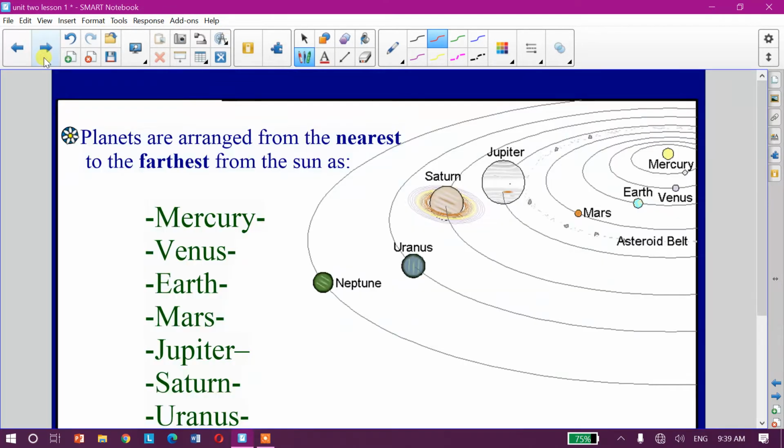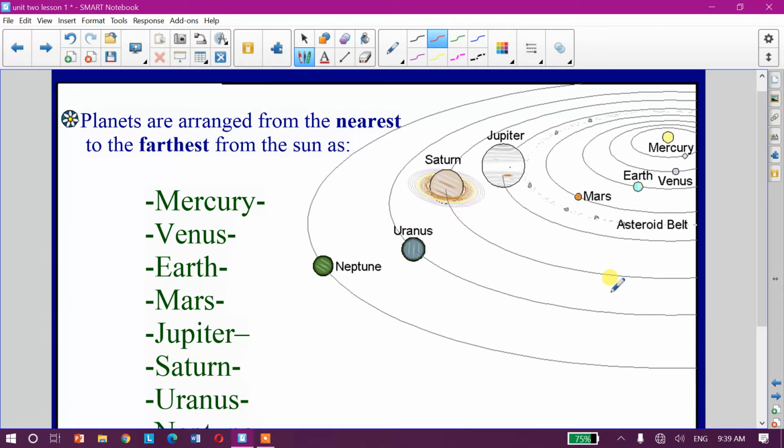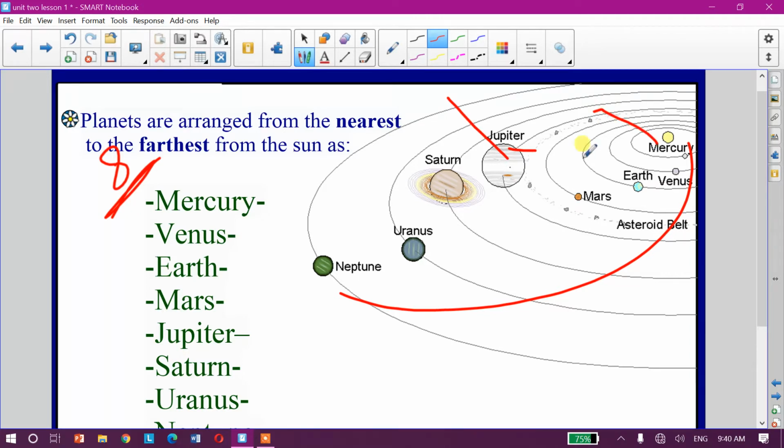Okay, let's see a picture of the planets. Here are the 8 planets and their arrangement according to their distance away from the sun. And as we see, are they all the same in size? No, they have different sizes. The biggest one is called Jupiter, the smallest one is called Mercury, and in between there are different sizes of other planets.